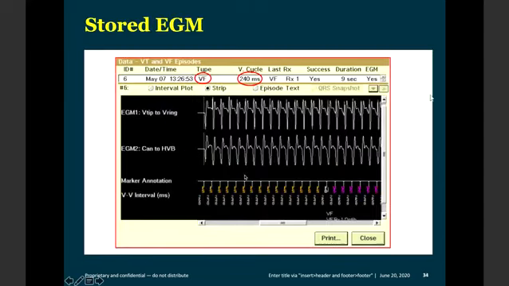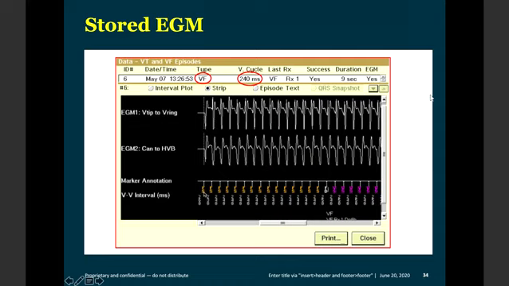This is the stored EGM of the same patient, as you can see here. This is tip to ring, so this is the near field ventricular electrogram. This is the can to the RV coil. So this is the far field EGM happening at a very fast heart rate.